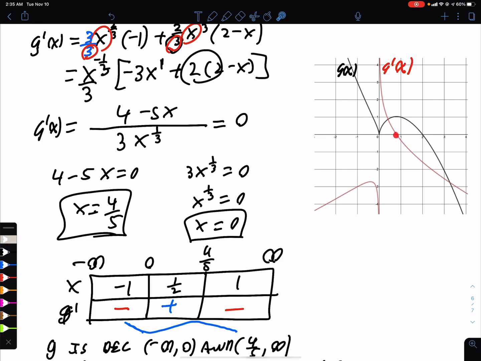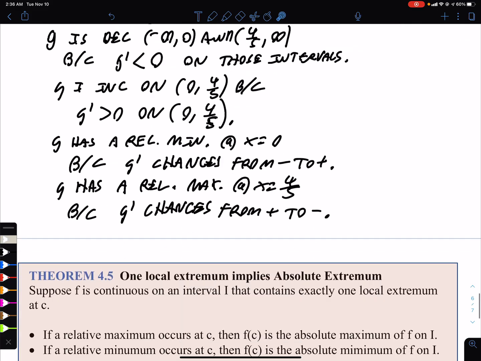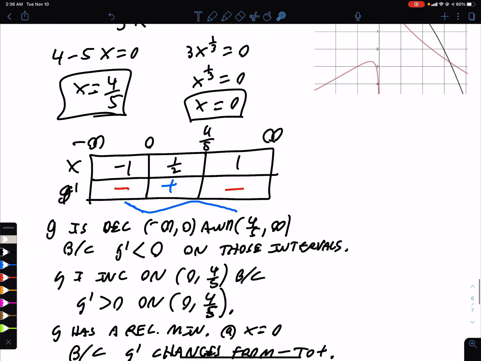And at that point, the derivative changed from positive to negative, giving you relative max there, which we have. And at this point, the derivative changed from negative to positive, giving us a relative min. So all that fits. You need to look at this, process it, and have it make sense to you, okay? So that is relative max and mins.